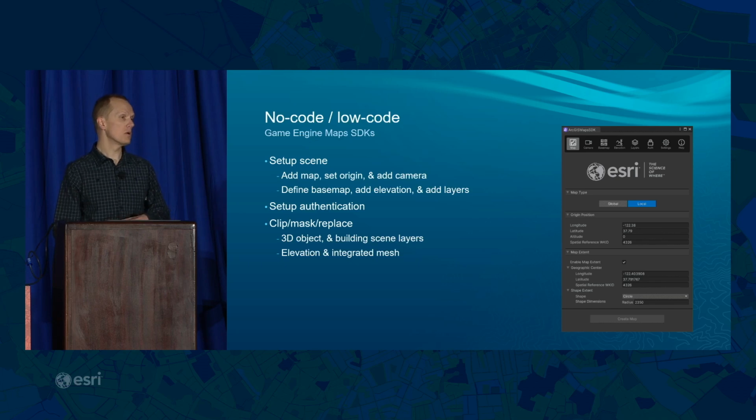And you can also take advantage of some of the new tools that we recently released in the latest release back in December to clip, mask, and replace content in 3D object and building scene layers or elevation and terrains as well. So that enables you to clip out areas and then overlay with other data sets.